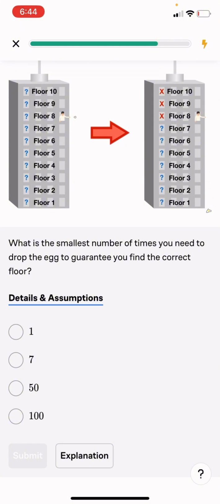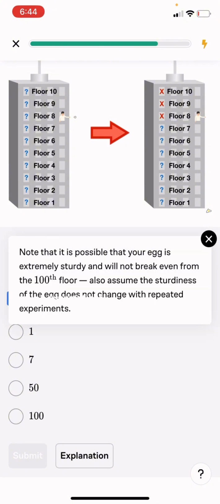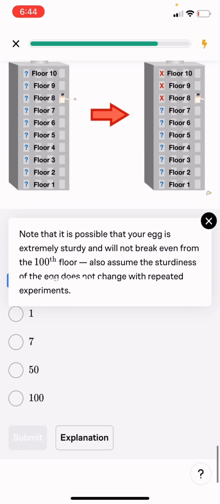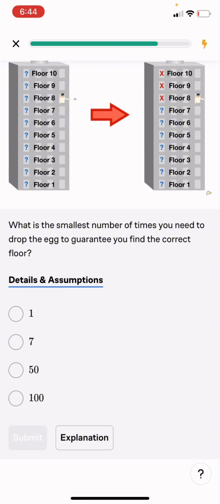Smallest number? I don't know, 50 or 100. You need to draw it. You find the correct one. Well, not 1. I bet it would be 7. It will not break even from the 100th floor. So, what is the smallest number of times?